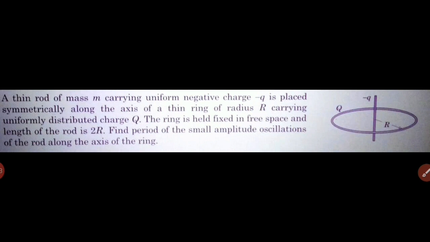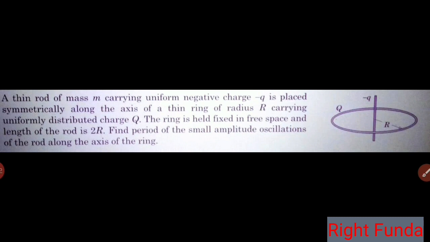Beautiful question from electrostatics, that is SHM in electrostatics. Let's read the question. A thin rod of mass small m carrying uniform negative charge minus q is placed symmetrically along the axis of a thin ring of radius capital R carrying uniformly distributed charge capital Q. The ring is held fixed in free space and the length of the rod is 2r. Find the period of the small amplitude oscillation of the rod along the axis of the ring.